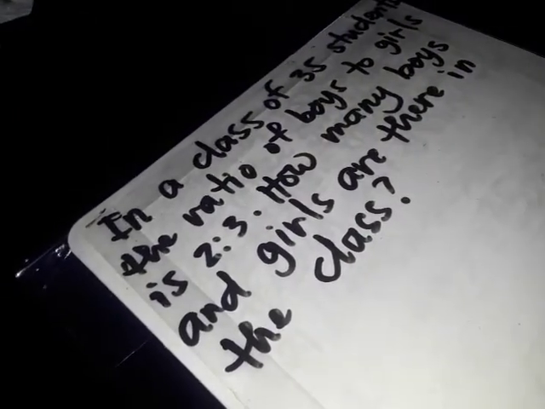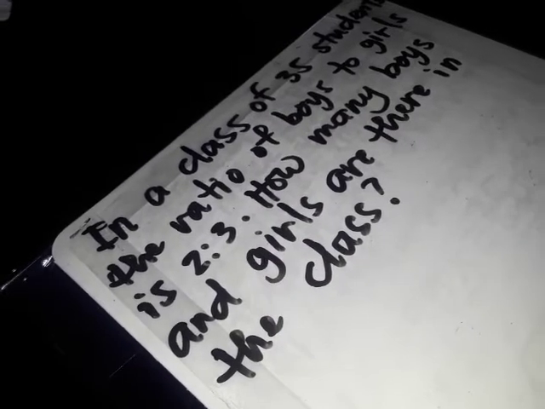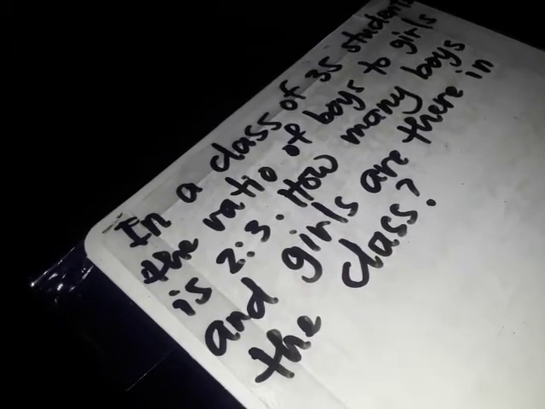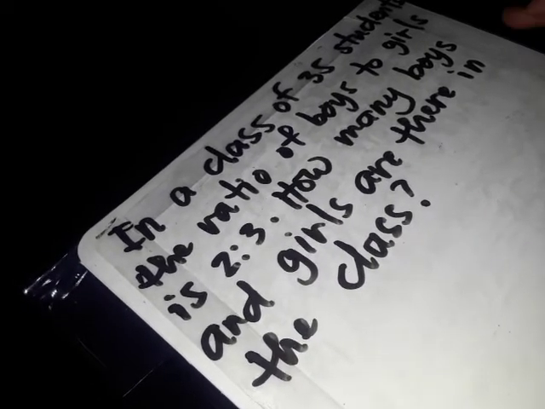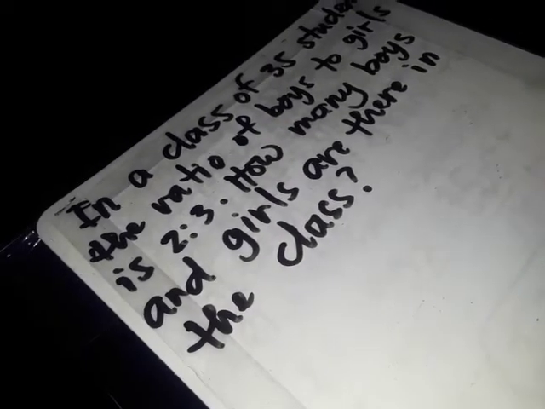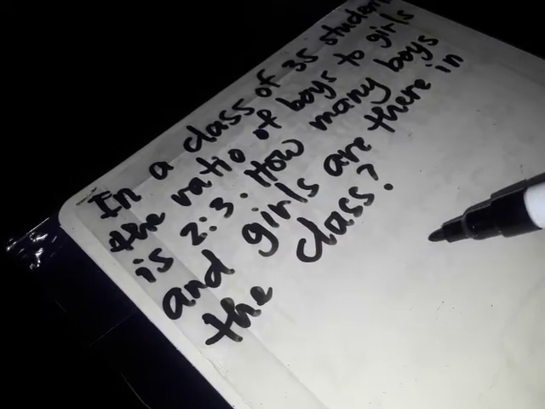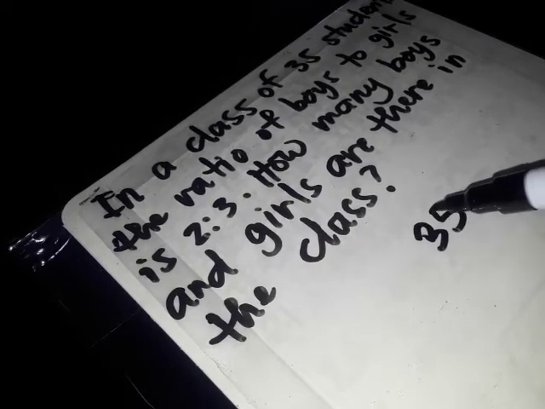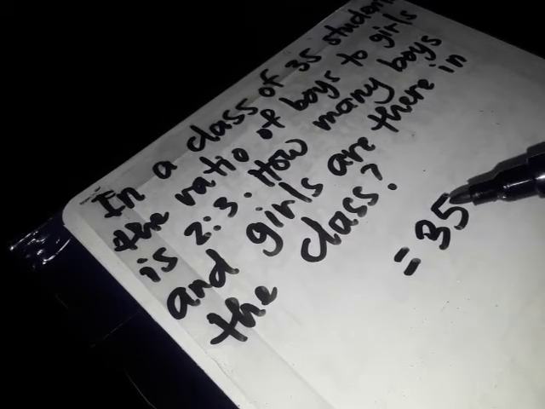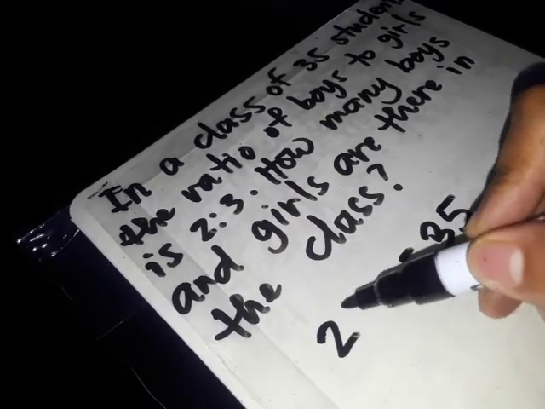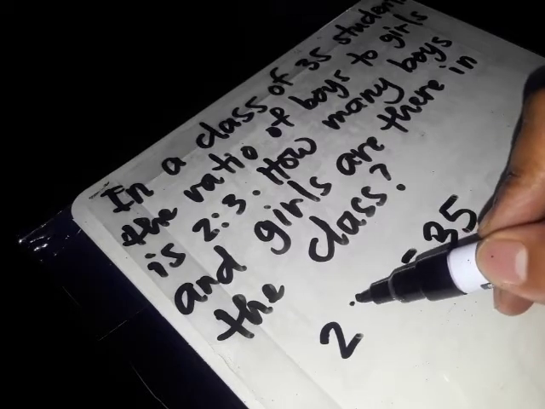So, in a class of 35 students, the ratio of boys to girls is 2:3. How many boys and girls are there in the class? Okay, so tingnan natin kung ano yung unang binanggit. Okay, so in a class of 35, so, meron tayong 35 lahat ang estudyante. Okay. The ratio of boys to girls is 2:3.